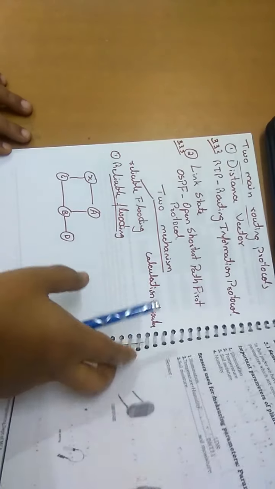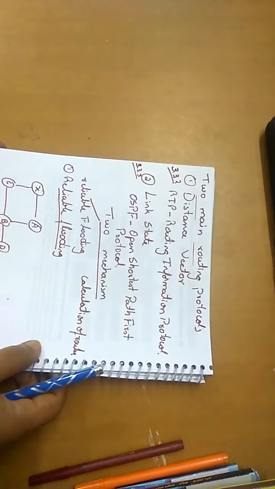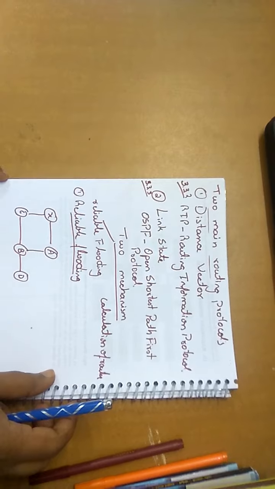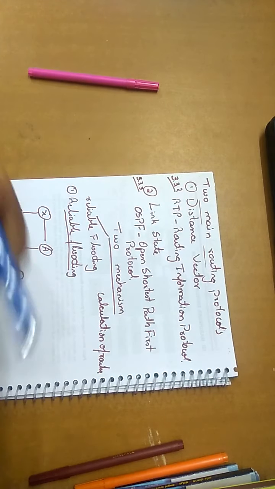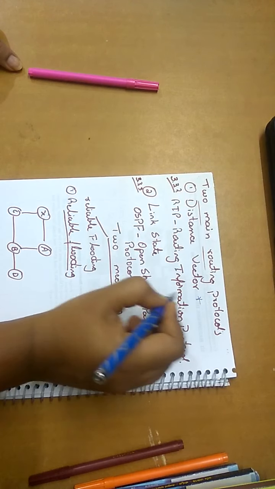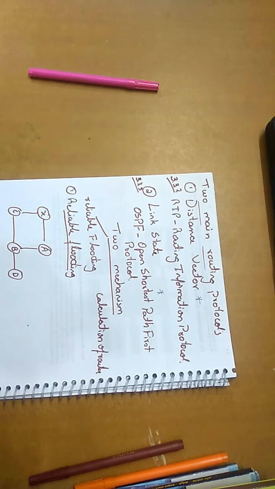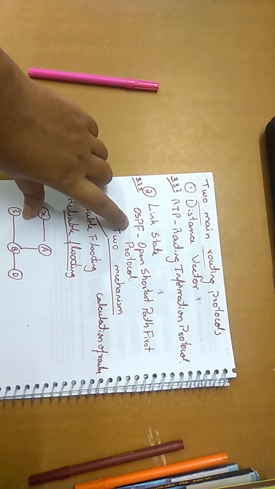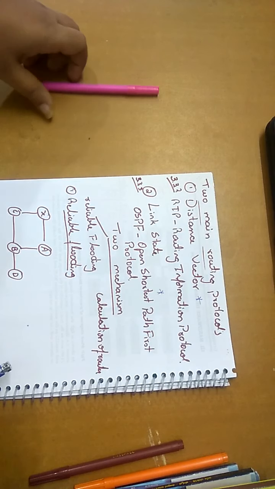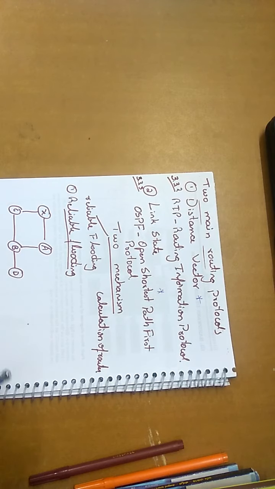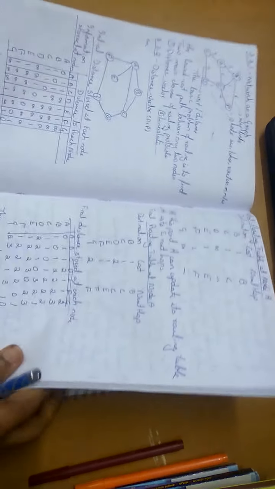The two main routing protocols we will be discussing here are the distance vector and the link state algorithm. These two algorithms they give in the problems. That one we will see. In the distance vector we use the Routing Information Protocol, and in the link state we use the Open Shortest Path First protocol. Let's see distance vector with a diagram.